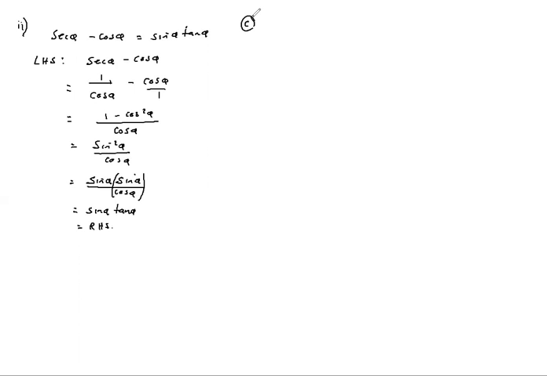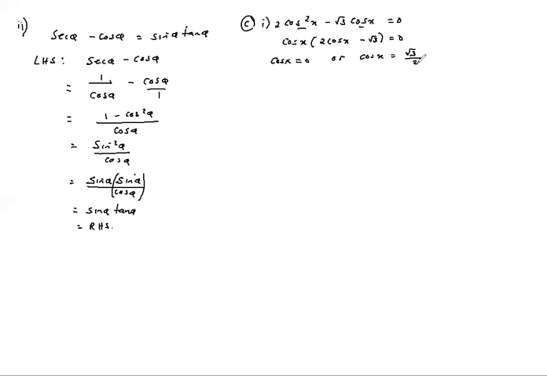C. Solve each of the following equations. 1, 2 cos squared x minus root 3 cos x is equal to 0. So cos x is common. So first thing is you factor out cos x, and you have cos x times 2 cos x minus root 3 is equal to 0. So we have cos x is 0, or cos x is root 3 over 2.